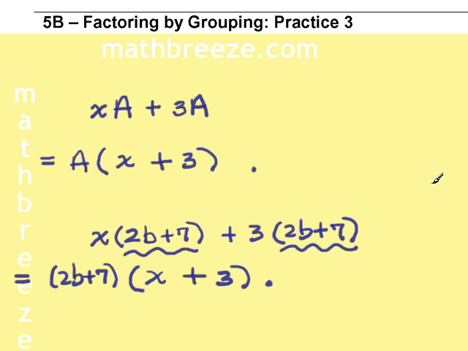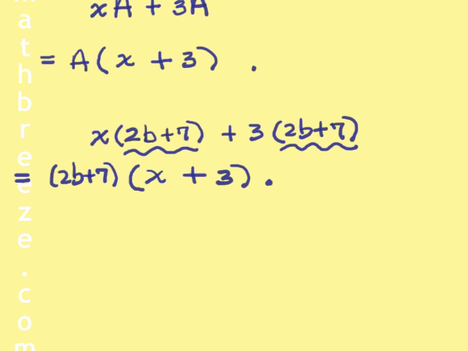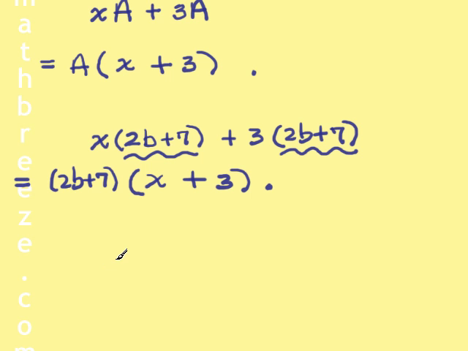All right, so basically this is what we do when we factor by grouping. This is sort of the second step. Let's now go backwards and start at the first step. So what I'm going to do here is I'm going to multiply through by x. Multiply through by x in that first set of parentheses, and we have 2bx plus 7x, and I'll multiply it by 3 in the second set of parentheses, and I have 6b plus 21.